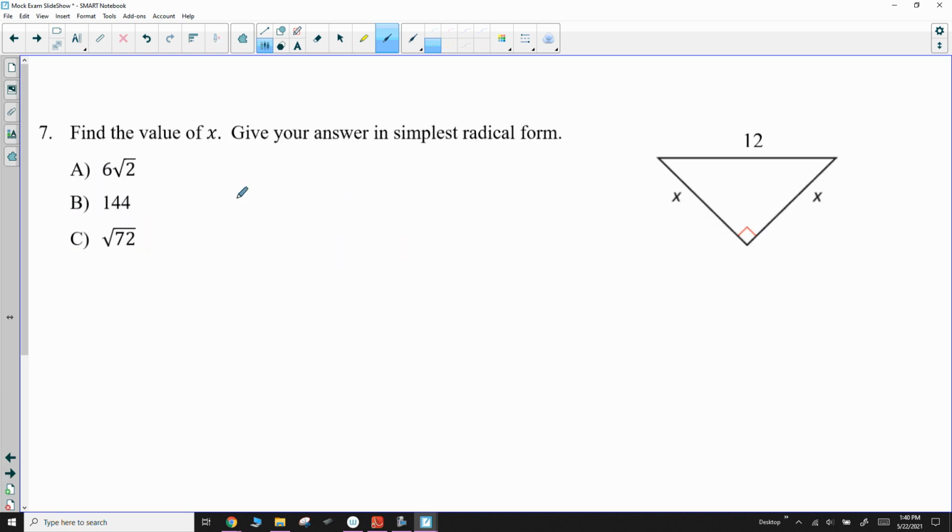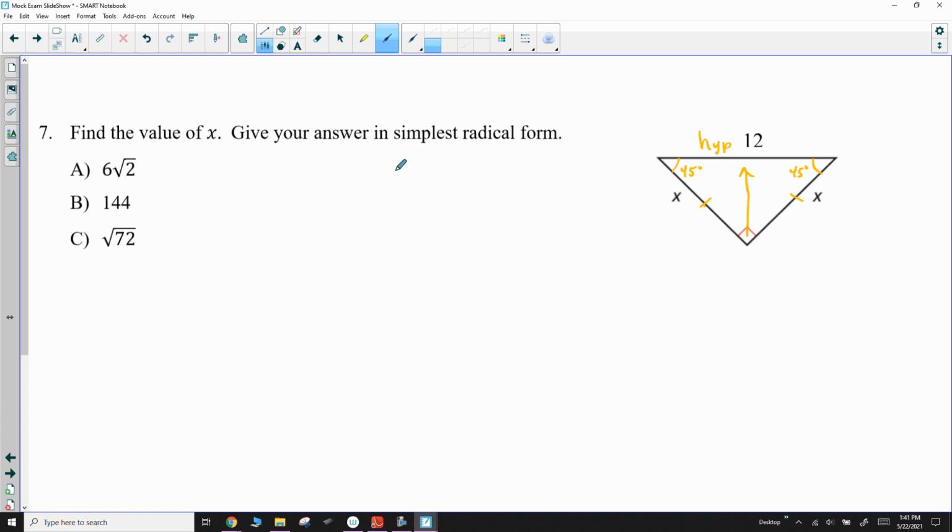Find the value of x. Give your answer in simplest radical form. There's a couple of ways to approach this. Pro tip, there's my right angle, and that means that this side right here is my hypotenuse. I notice that these sides are congruent, which makes this an isosceles triangle. I know in an isosceles triangle my base angles are congruent, and if one of my angles is 90, then each one of these angles has got to be 45 degrees.